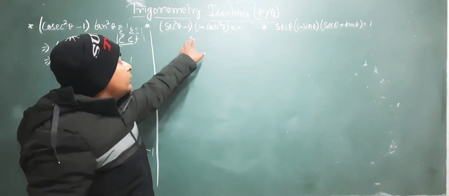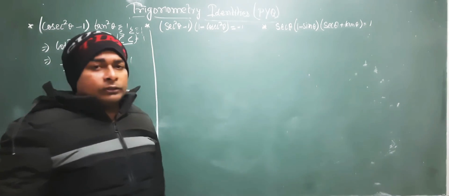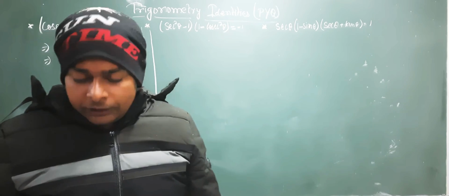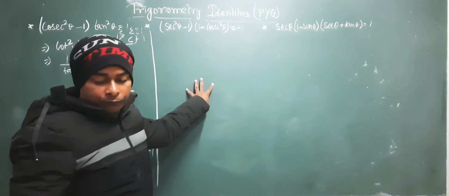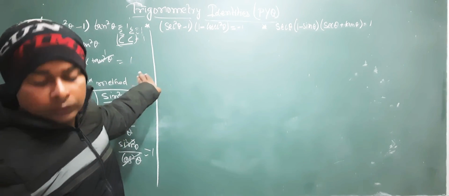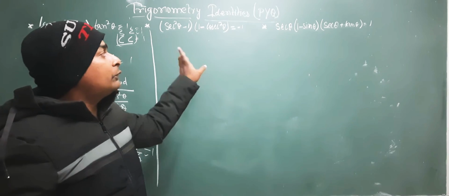Sec square theta minus 1 into 1 minus cosec square theta is equal to minus 1. This question was asked in CBSE 2015. This question was asked in 2015, and this question was asked in 2016. So one question of each type is very important.